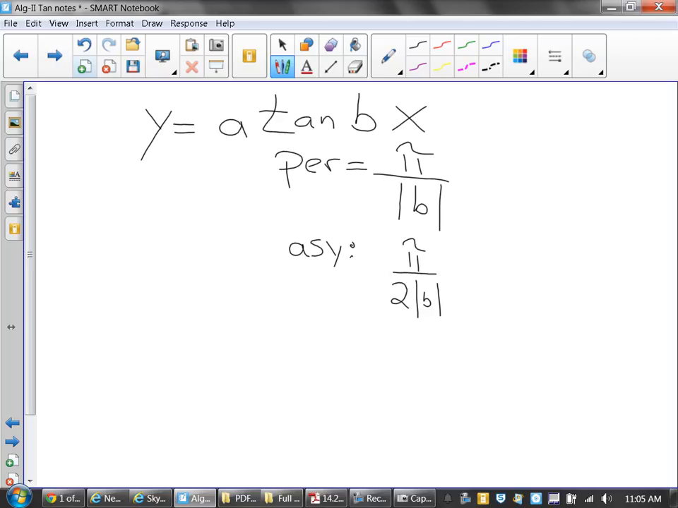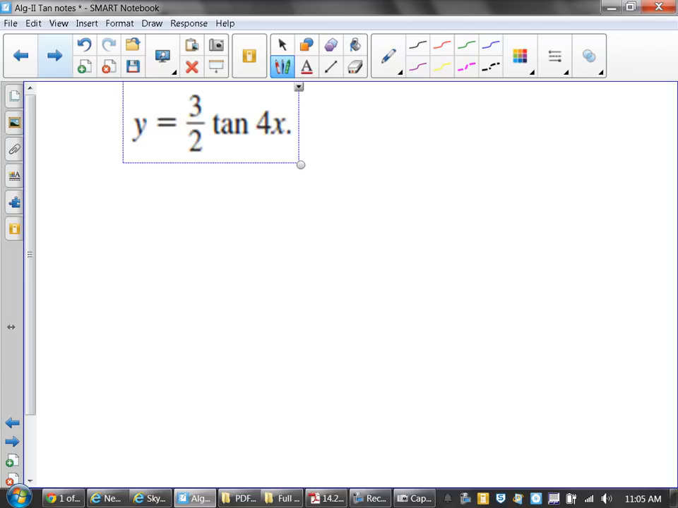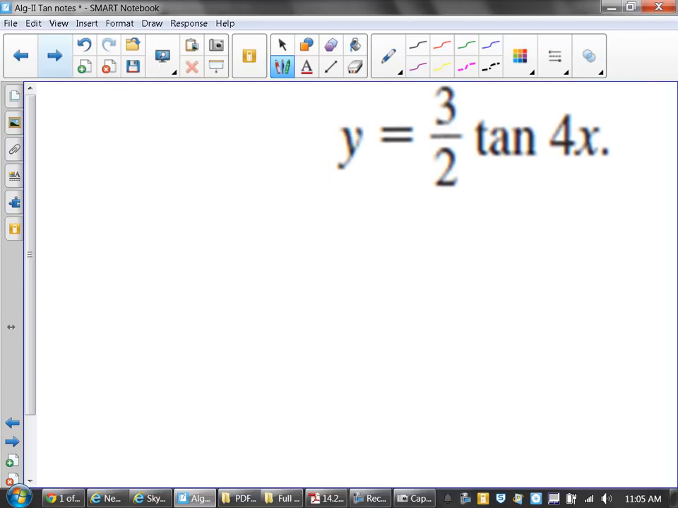Let's do an example of a non-shifted one. We'll talk about the shift, and it goes from there. Let's look at this. y equals 3/2 tangent of 4x. What we're doing here right off, I'm going to do one example of just the parent function, then I'm going to do one example of the shift, and do your homework problems. It is very, very straightforward. Okay?